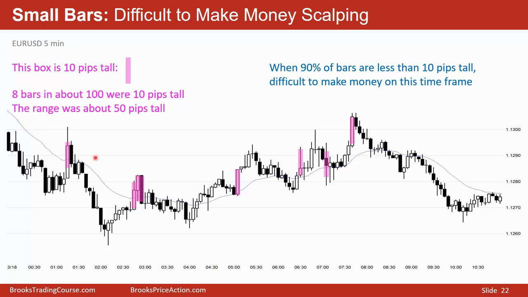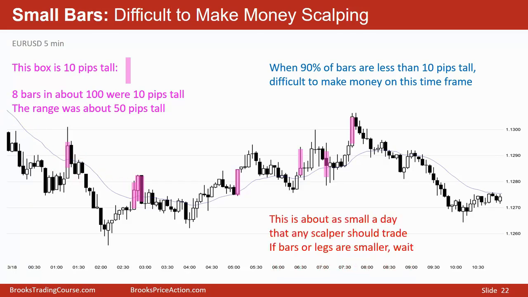Here, we have 8 bars with a range of 10 pips. We have an entire day's range of about 50 pips. If you're looking to scalp in the Forex market, you need a range like this. You need legs that are 20, 30 pips tall, an entire range of 50 pips or more, and you need to see several bars that are 10 pips tall. So this is pretty much the minimum that you need to be scalping for 10 pips. You need a range of about 50 pips, and you need a lot of the bars being 10 pips tall.